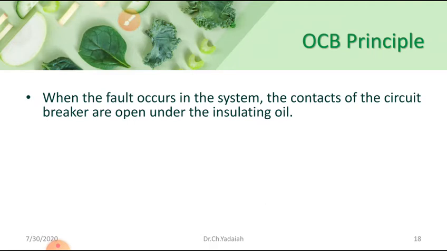Now, what is the basic principle? When a fault occurs in the system, the contacts of the circuit breaker open under the insulating oil. So, in the insulating oil, two male and female contacts are immersed. In a short circuit or faulty condition, when the moving rod is withdrawn from the fixed contact, what is happening? A gap forms between the fixed and moving contacts, an arc is developed between them, and the heat of the arc is transferred to the surrounding oil.